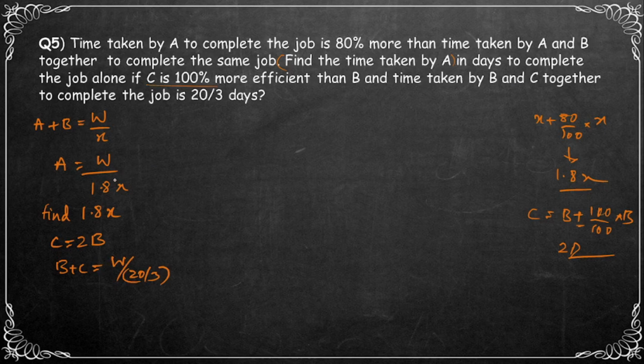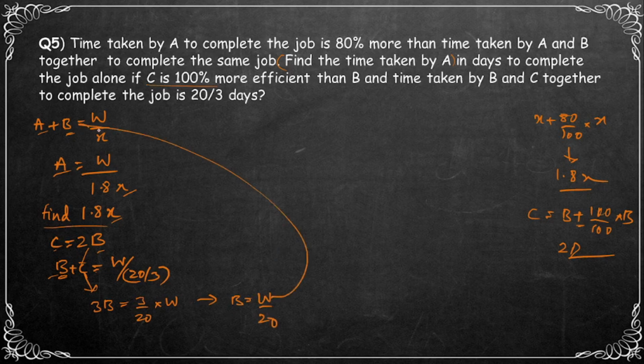Now we need to find 1.8x. That means we need to find x. That means we need to find A. If we want to find A, we need to find B. If we want to find B, we need to eliminate C. So from this equation, if we substitute 2B in here, we get B plus 2B, which is 3B, equal to 3W by 20. So that means B is equal to W by 20.